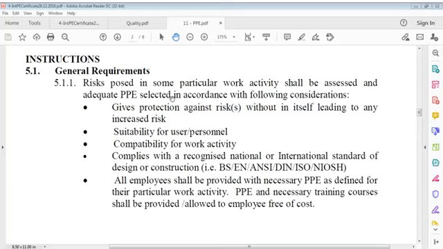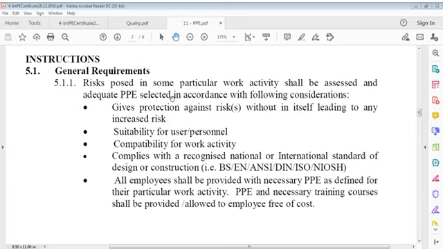Suitability for user or personnel. Suitability for user, because now everybody is required to use PPEs. For example, you are using a mask in COVID-19. You also use a helmet while driving a bike or motorcycle. You also use glasses during the sun, and you can say many such requirements. Doctors use kits, nurses use kits, like that.